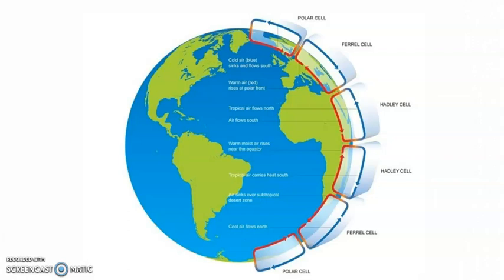In the polar cells, the air sinks, forming high pressure zones. The cold air sinks and moves towards lower latitudes and mixes at 60 degrees latitude to form polar fronts. The climate here tends to be very cold because they give off energy without receiving much in return, and less energy means less heat.